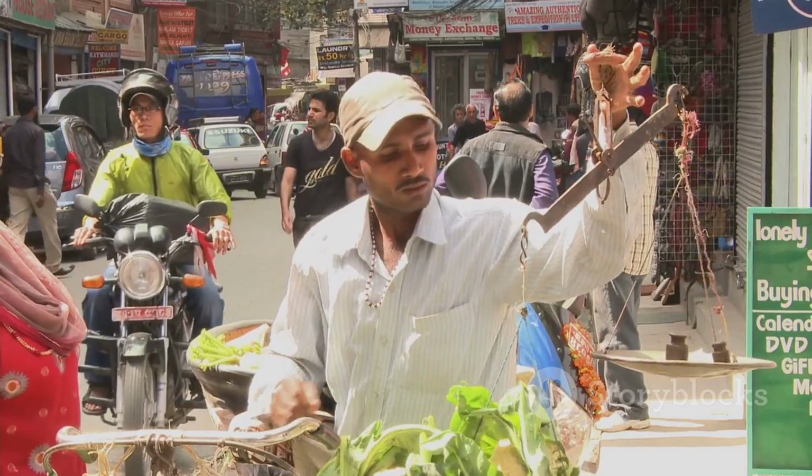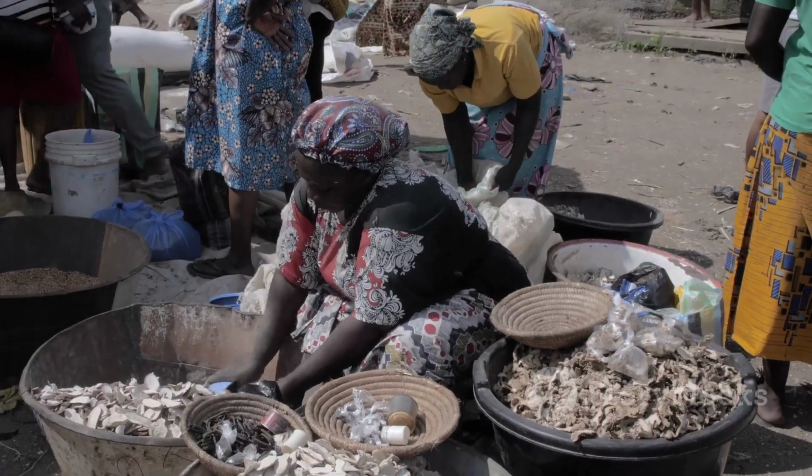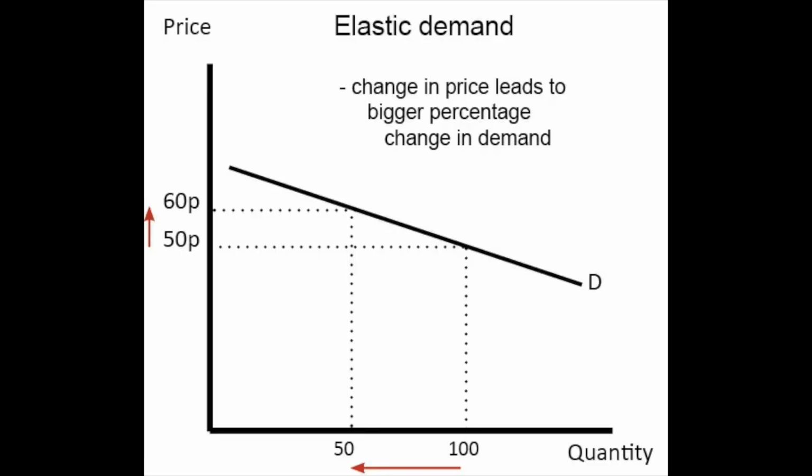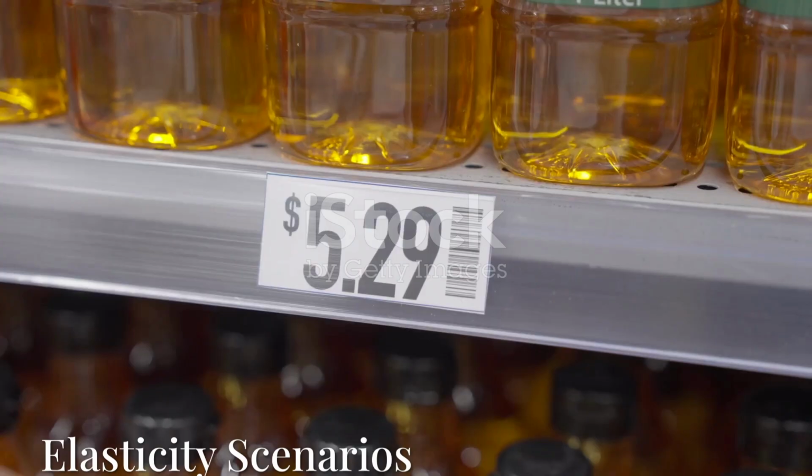So what does that tell us? When the elasticity is greater than 1, like here, it means the demand is price elastic. A 1% increase in price causes a more than 1% decrease in quantity demanded. People are sensitive to price changes.